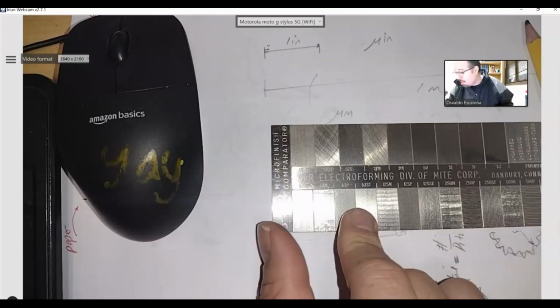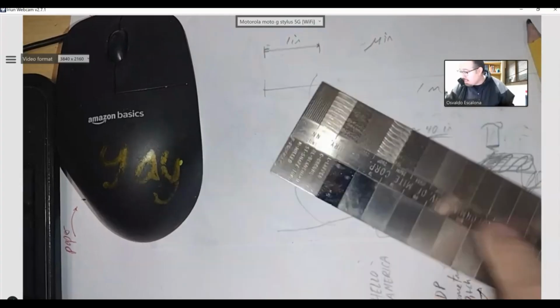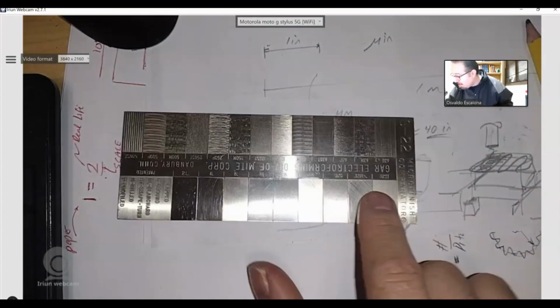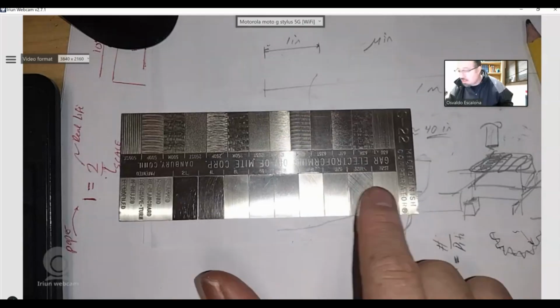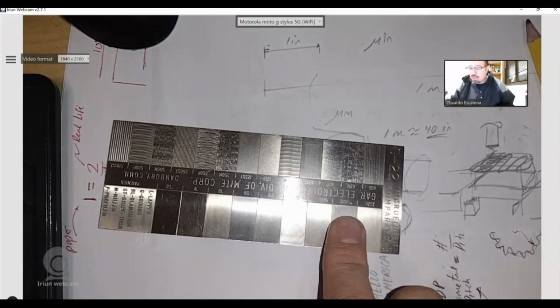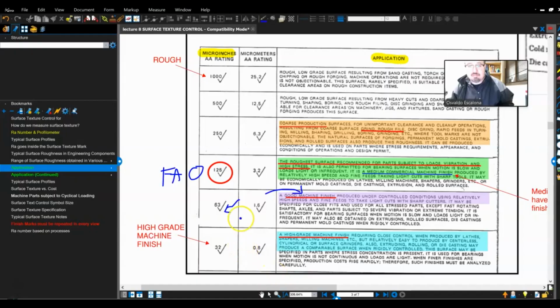And if I want to start doing rotating parts, I need to jump into the 32 micro inches or microns, which is this area right here, right? Much finer. So I went from this rougher to this guy a little bit better, right? And as I continue going down, right?